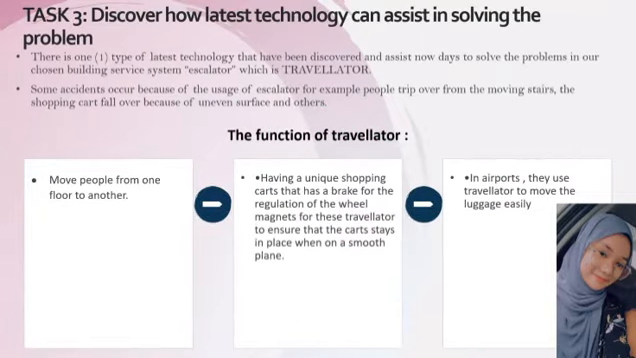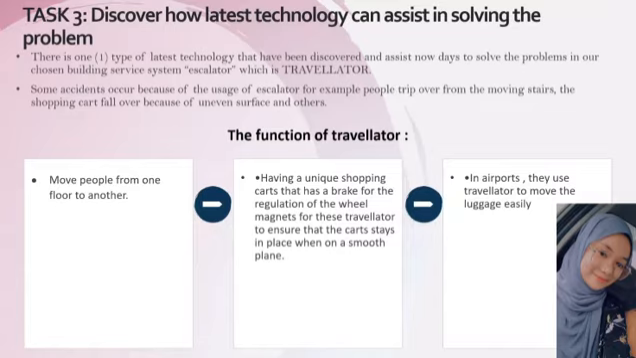Okay, now I'll be explaining task 3, discover how the latest technology can assist in solving the problem. There is one type of latest technology that has been discovered and assists nowadays to solve the problems in our chosen building service system, the escalator, which is the travelator. Some accidents occur because of the usage of escalators. For example, people trip over the moving stairs, the shopping cart falls over because of an uneven surface, and others. Okay, there are three functions of the travelator.